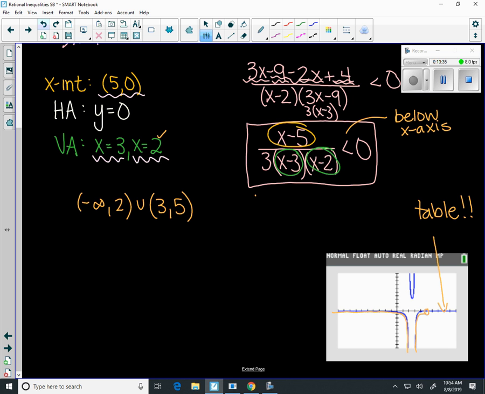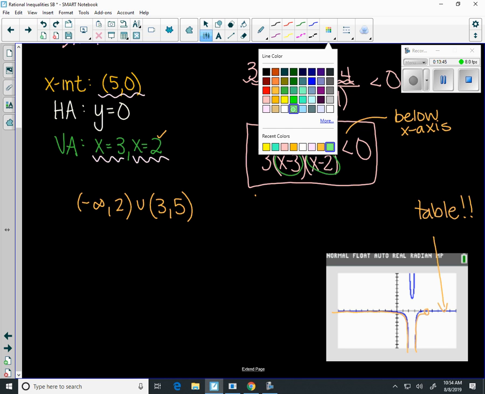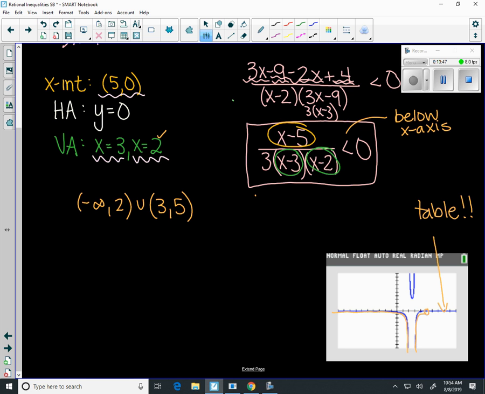You can use the table in your calculator and just look at what the ordered pair is at 6. Or you can just put 6 into the equation. And here's what that would look like. So if we're wondering what's going on the other side of 5, I'm going to put in 6 because 6 is bigger than 5. And just see what's going on.